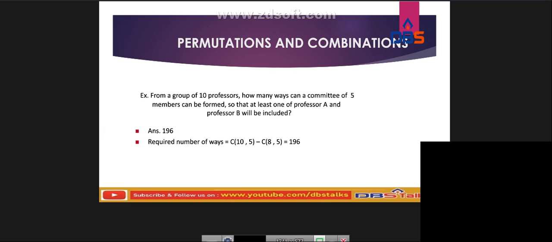From a group of 10 professors, in how many ways can a committee of 5 members be formed so that at least one Professor A and one Professor B will be included? That is equal to 196.